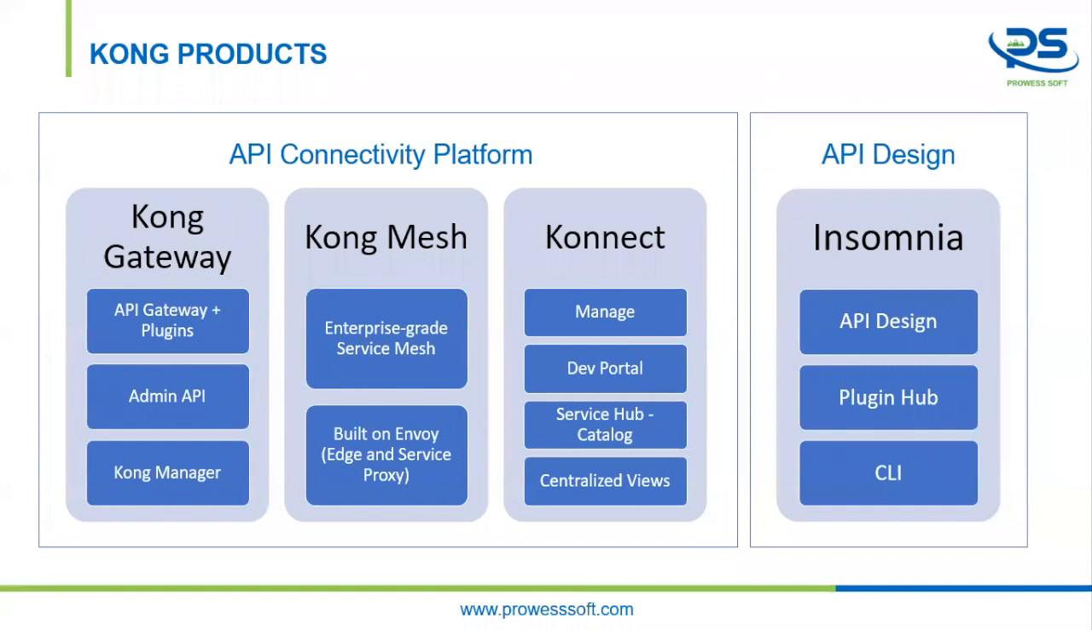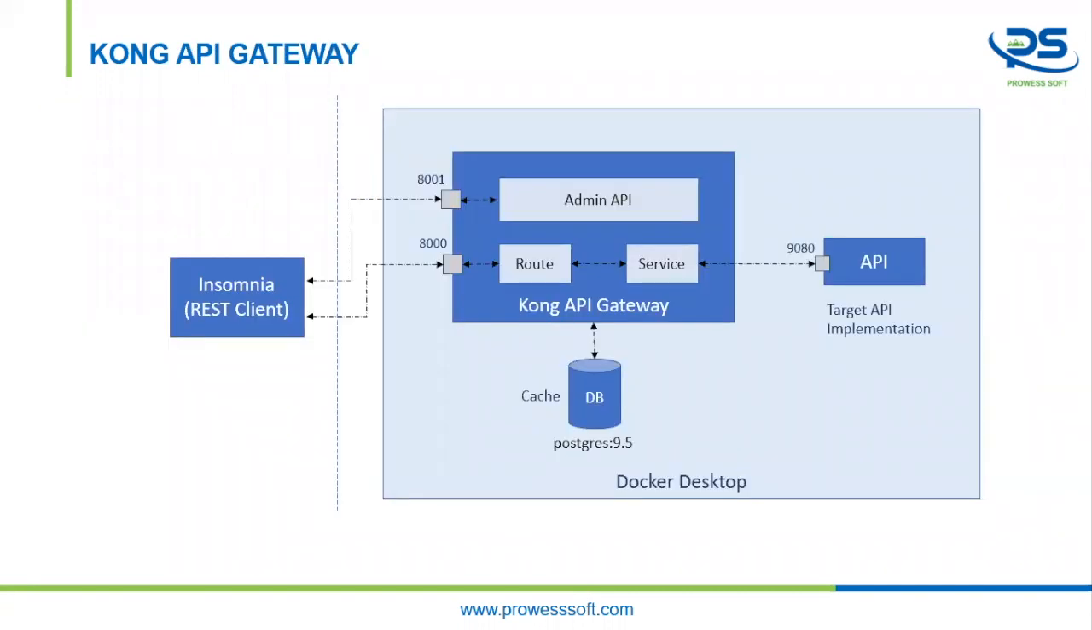Next, we'll go ahead and take a look at the network topology that we are going to work with, and then we'll go into the installation. Here's an illustration of what we are going to work with in our demo. On the far right, you see that there is a target API implementation which is external to Kong really and is only accessible to Kong. This is the actual implementation, and the goal of our demo is for us to be able to access this API through the Kong API gateway.